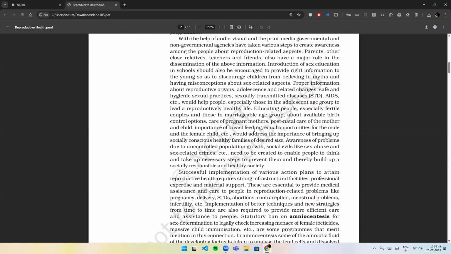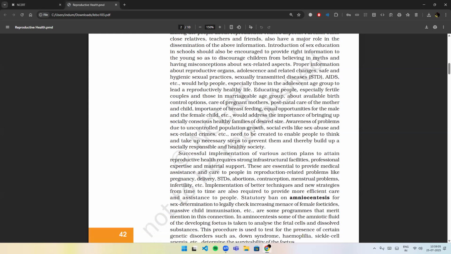Educating people, especially fertile couples and those in marriageable age group, about available birth control options, care of pregnant mothers, postnatal care of the mother and child, importance of breastfeeding, equal opportunities for the male and the female child, etc., would address the importance of bringing up socially conscious, healthy families of desired size.